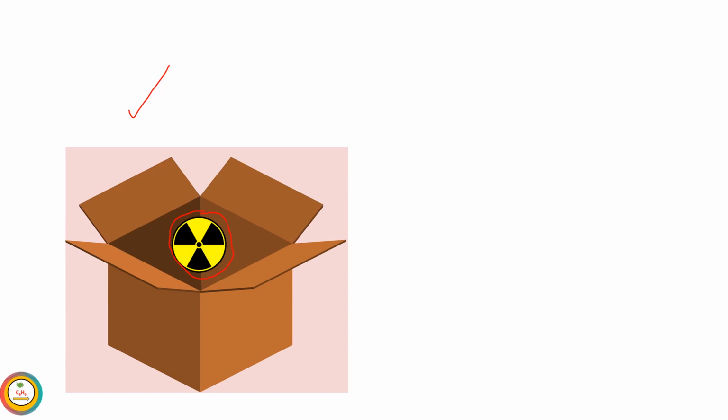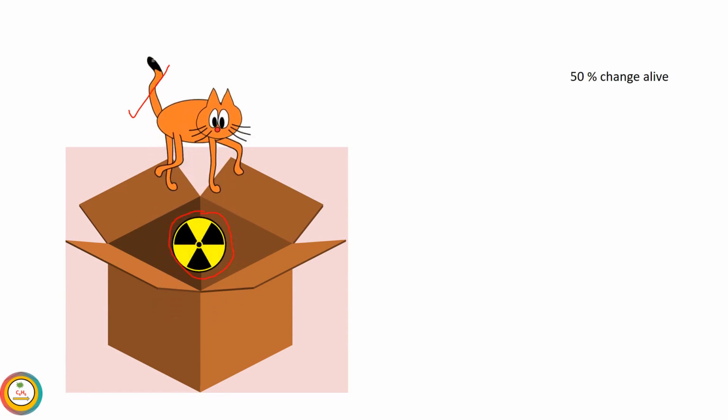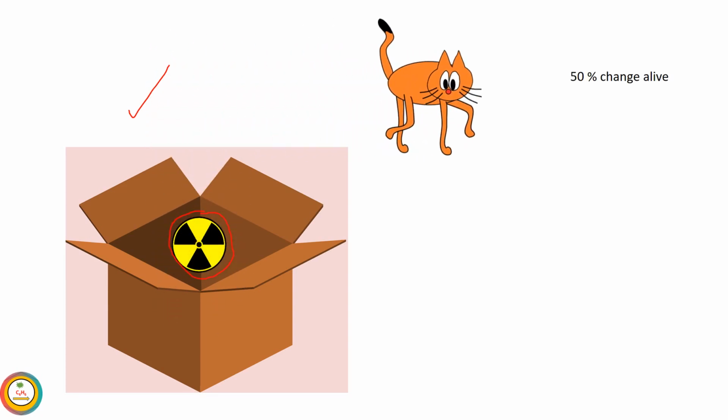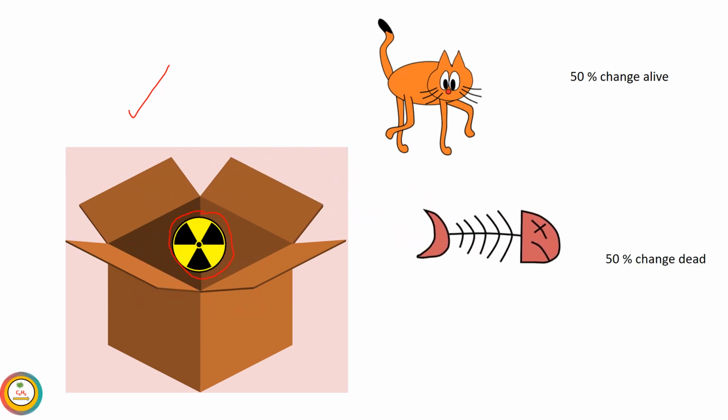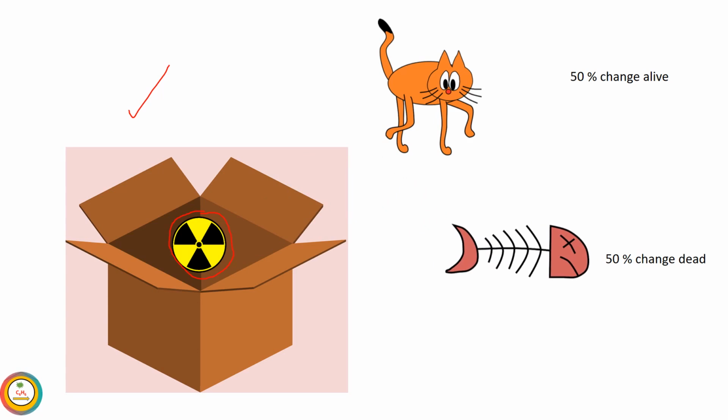So there are two superpositions. One superposition is that the cat is alive, with a 50% chance, and another superposition is that the cat is dead, with a 50% chance. So there is a 50% chance that the cat is alive or that the cat is dead.